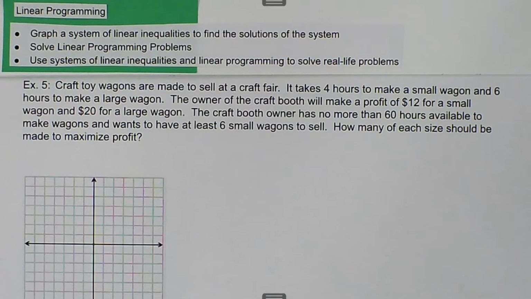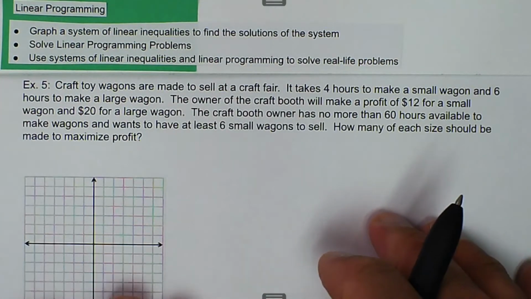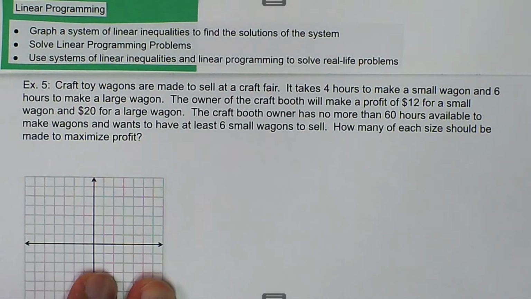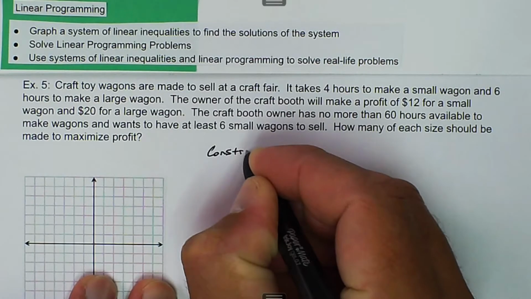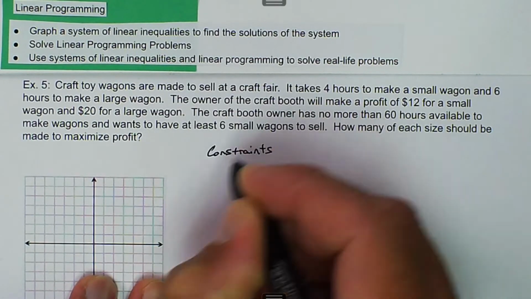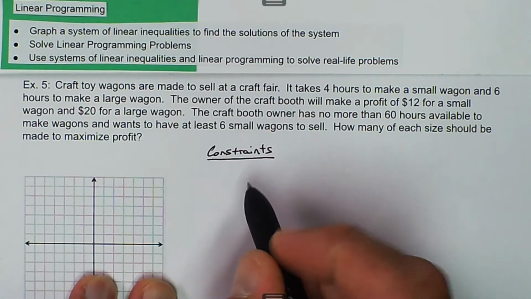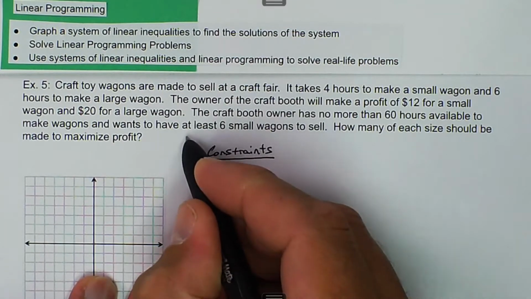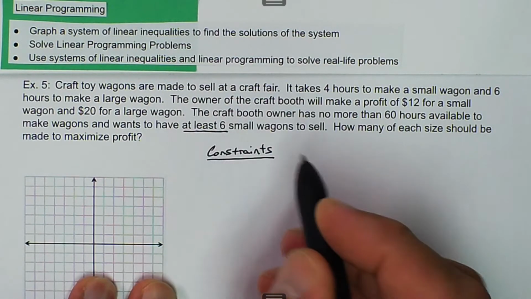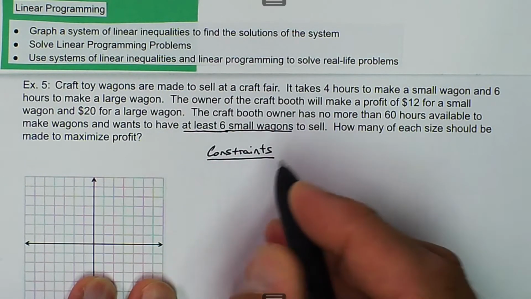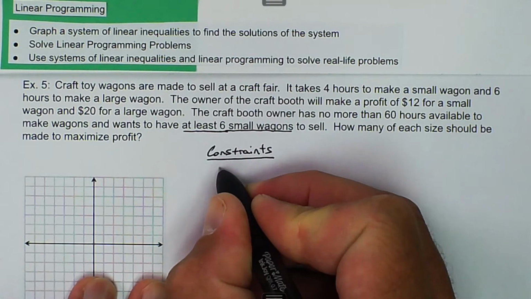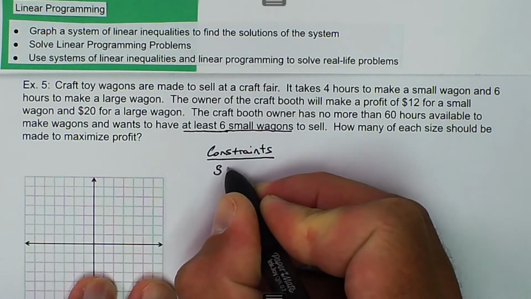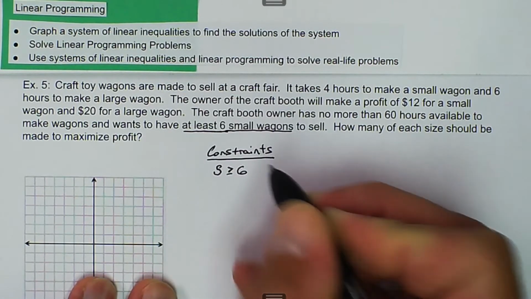So we have some constraints there. That's the first thing we have to look at. So what are the constraints? The owner has to make at least six small wagons. So if we do S and L, S has to be greater than or equal to 6.